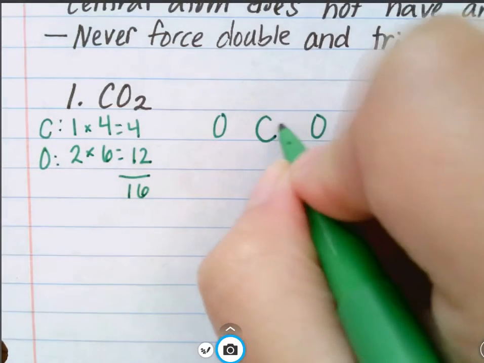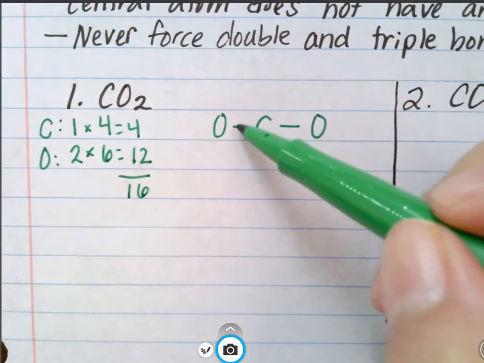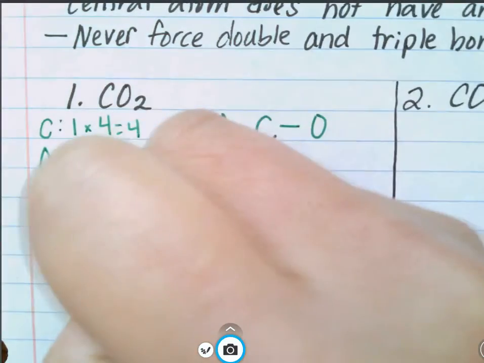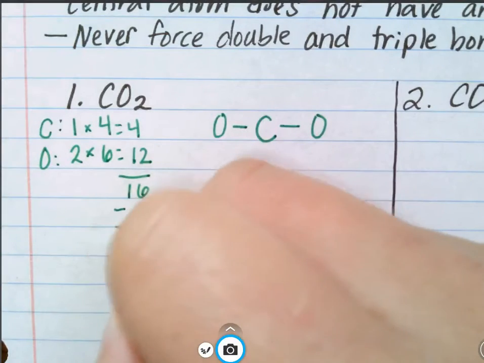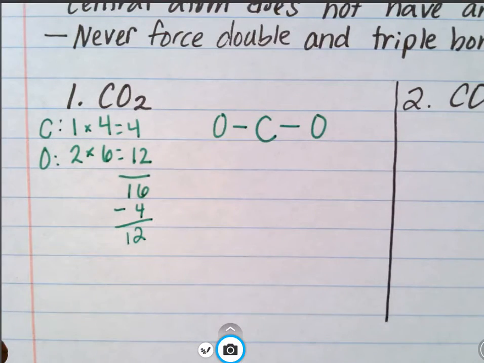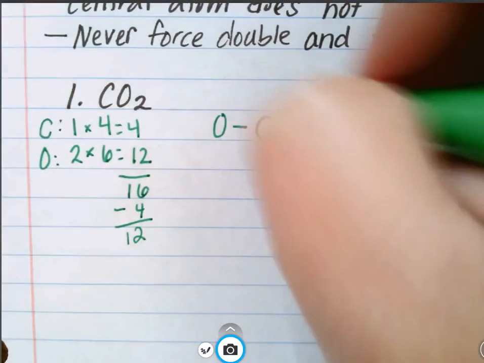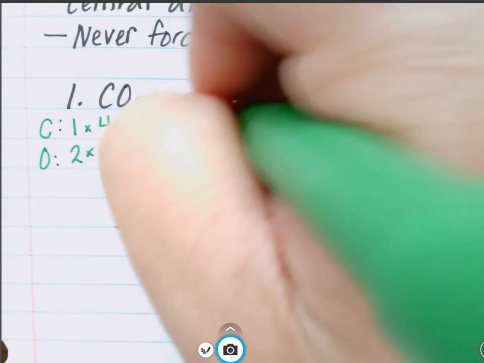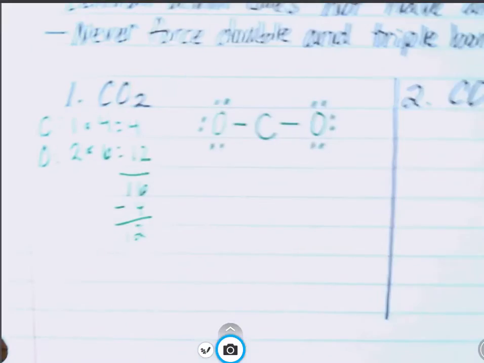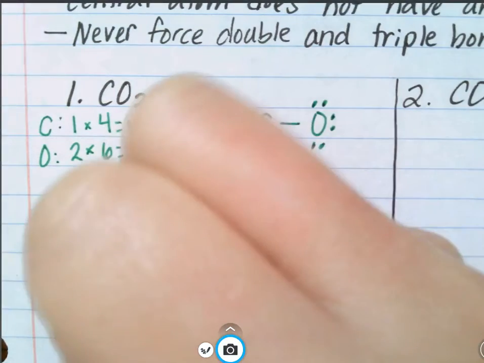Okay, so I'm gonna draw single bonds to my outside atoms and subtract. So now I've used 2, 4 electrons. So that leaves me with 12. Each of these oxygens can hold 6 more, so let's go ahead and do that. If I have 6 on this one and 6 on this one, then each oxygen has an octet. So minus 12 is 0.